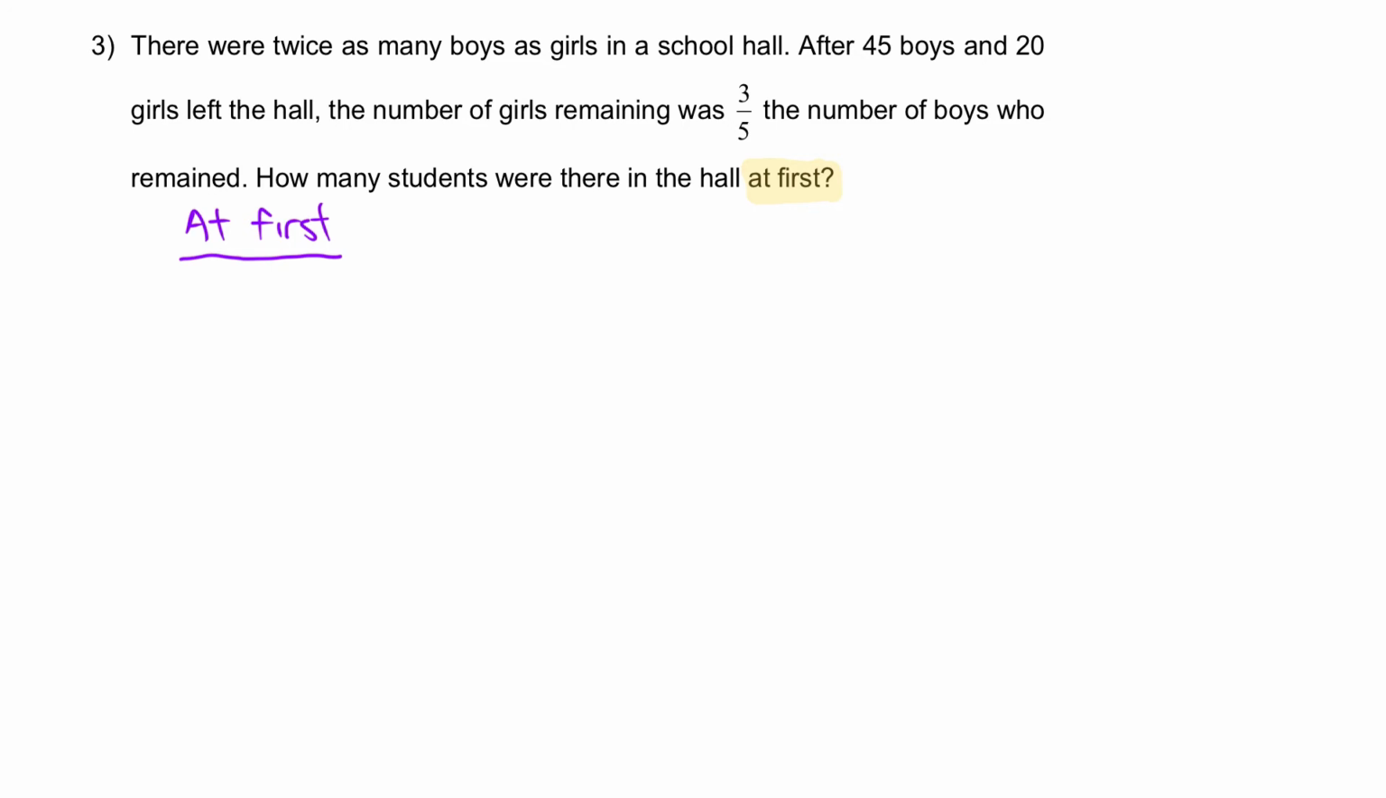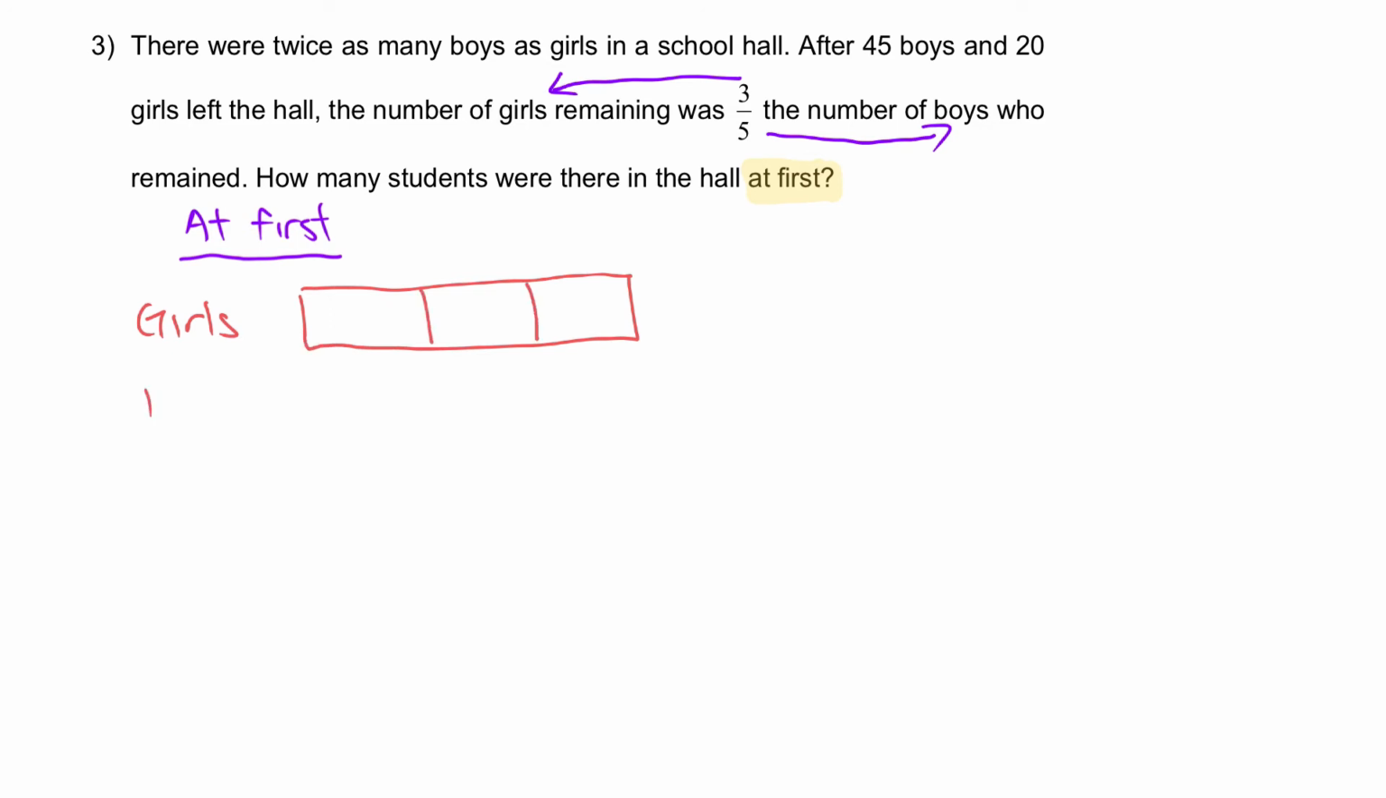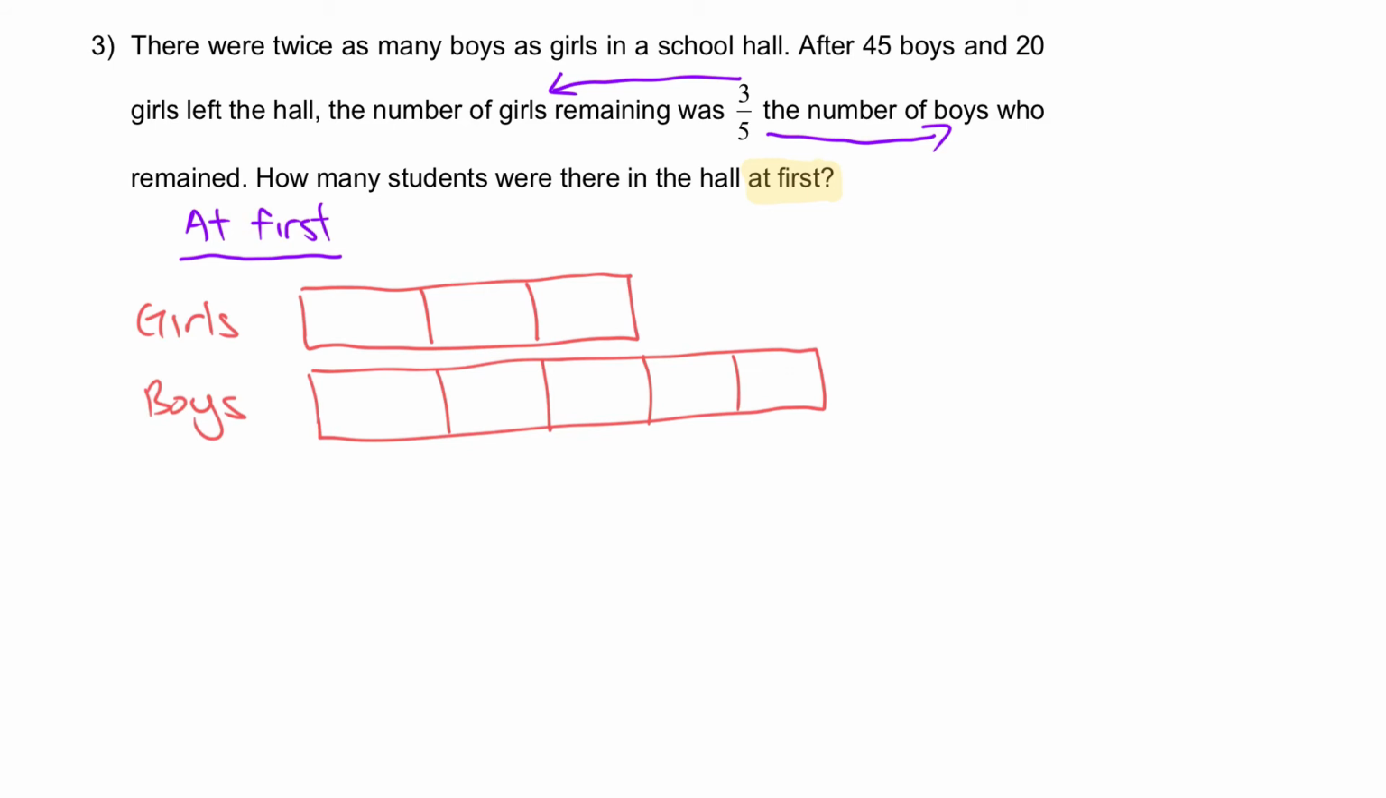So the last information that was given to me, the number of girls remaining was 3/5 the number of boys who remain. So the girls 3 units and the boys 5 units. So girls 3 units. Okay, 3 units, and then for the boys 5. So 5 is somewhat like this. 1, 2, 3, 4, 5.